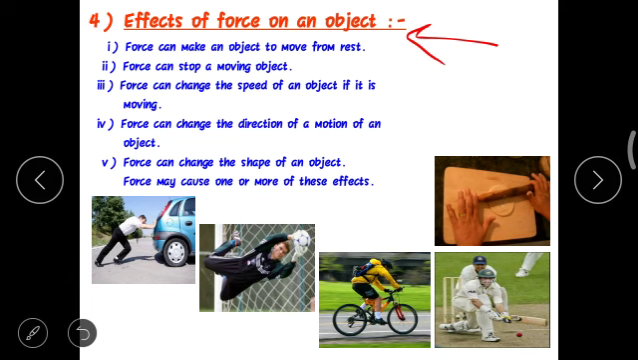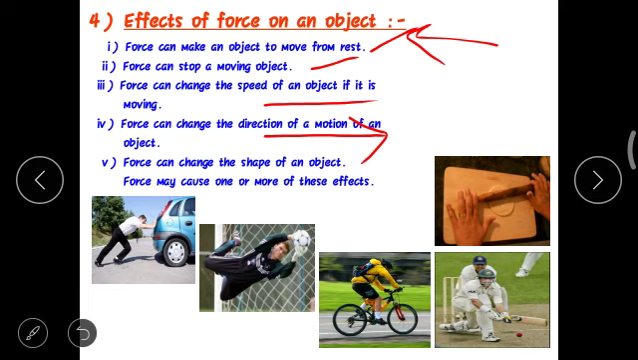So the number one thing that you can do with the help of force is that a force can make an object move from rest. You can easily start moving any object which is initially at rest by applying force on that object. The second one, force can stop a moving object. If a ball is moving, you can easily stop it with the help of force to make it rest.